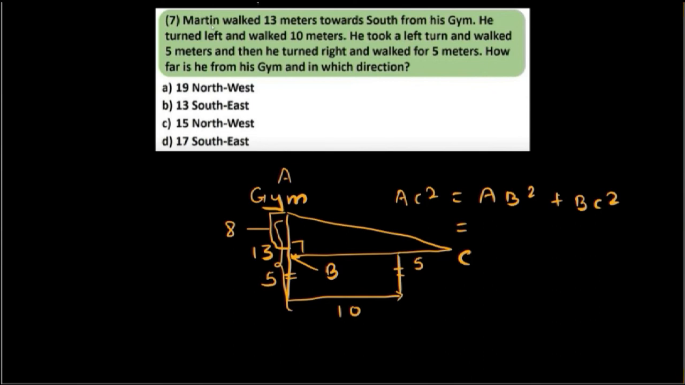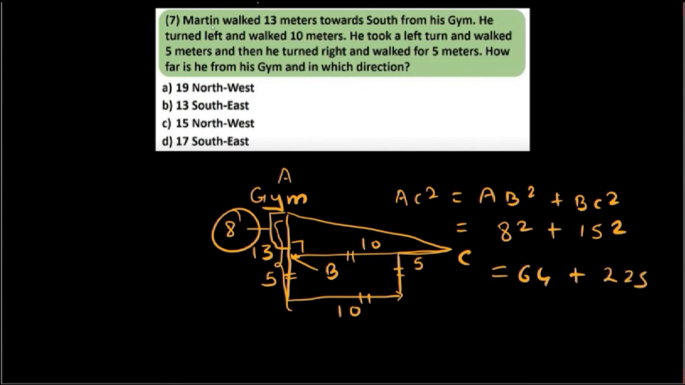So AB is 8 square from here, and BC, now we have to find out BC. So we know this is 5, and this particular is a rectangle, so this and these are congruent, so this is 10, so 10 plus 5, 15. So BC is 15 square. 8 square is 64, 15 square is 225. If you add it, you get 289, and your answer is 17. So this is your correct answer, 17 southeast. Let's move to the next problem.